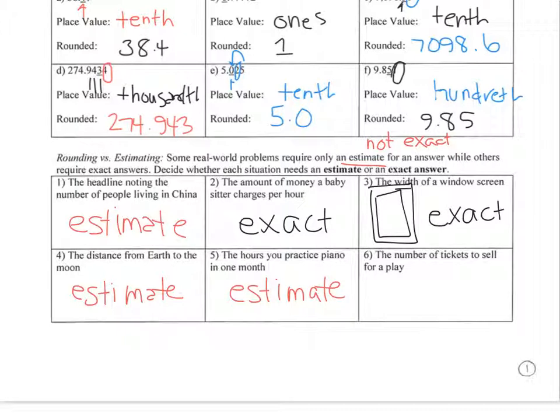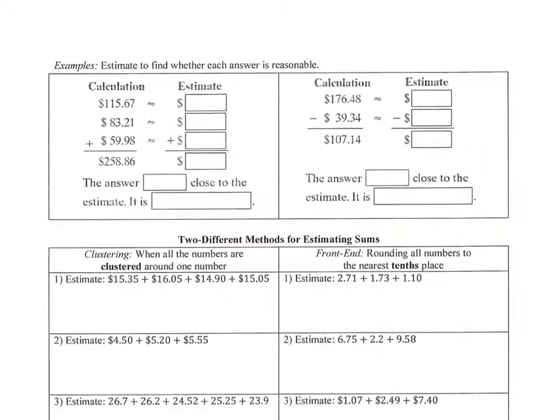The number of tickets to sell for a play. This would be exact, because what if you sell too many tickets? Then people won't have a spot to sit. So that's important to be exact. Sometimes you're not in a position to calculate something exactly. That's when you have to estimate. Like if you're going shopping and you know that you have $20 and you're adding up something that's $6.55 plus $3.22, maybe you just estimate it and say it's about $10.